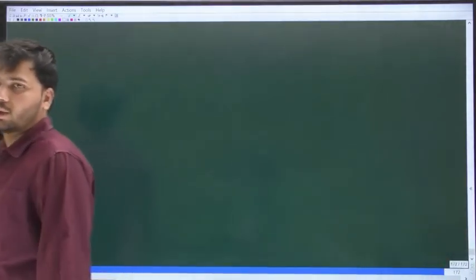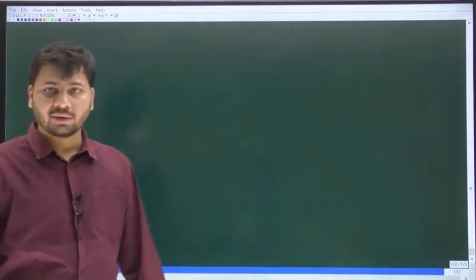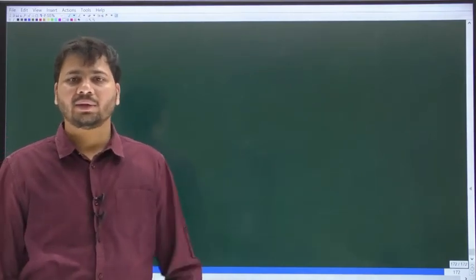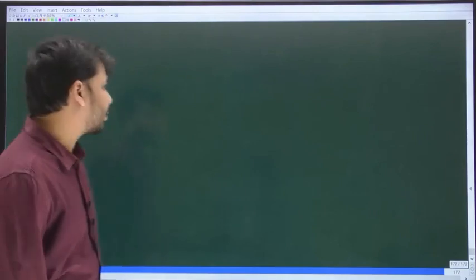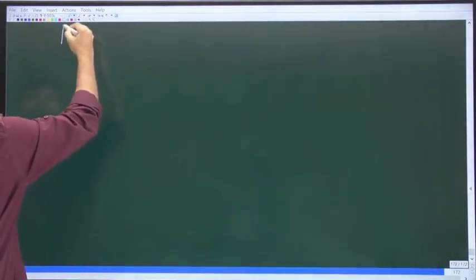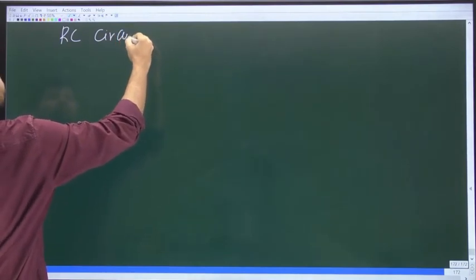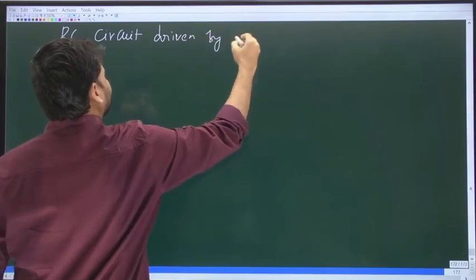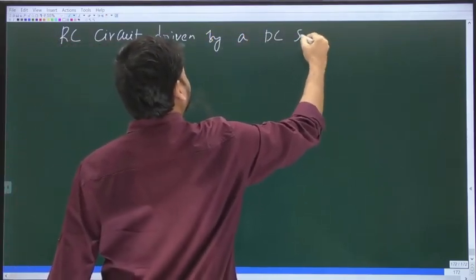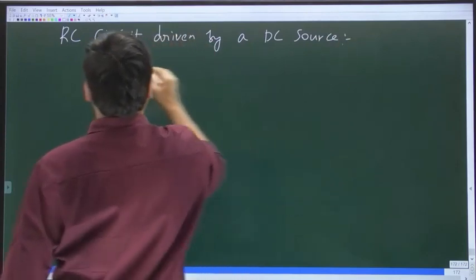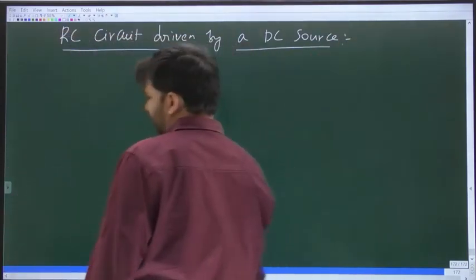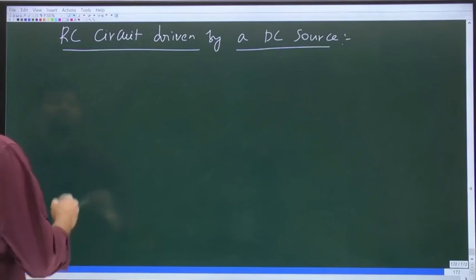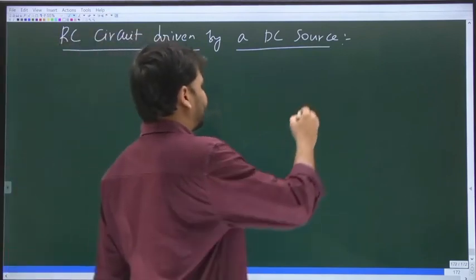Now let us consider the RC circuit driven by a DC source. Let us understand how an RC circuit driven by a DC source will behave, okay? So, an RC circuit driven by a DC source.